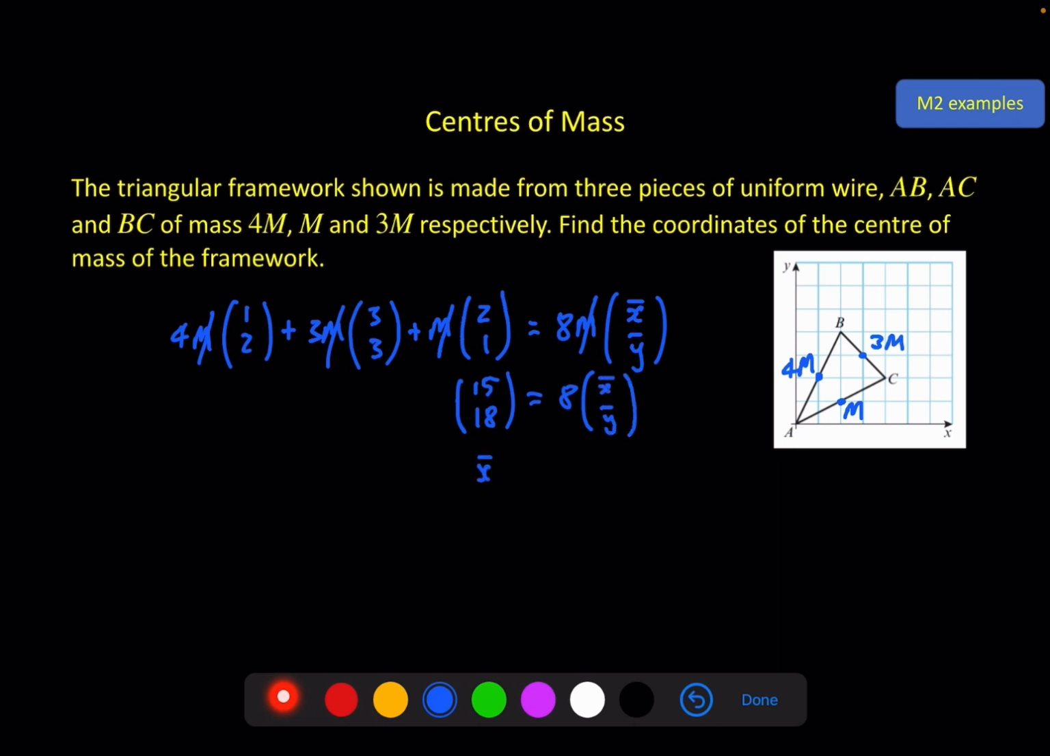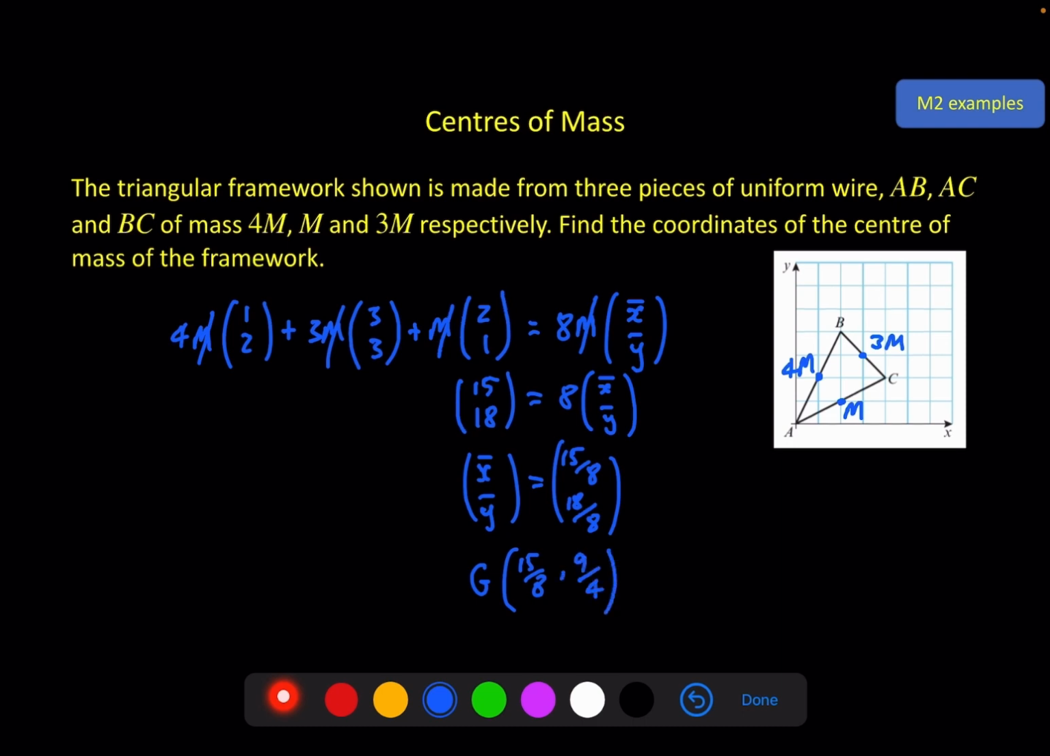So the coordinates of the system, we've got 15 over 8 and 18 over 8. Centre of mass has coordinates 15 over 8, 9 over 4.